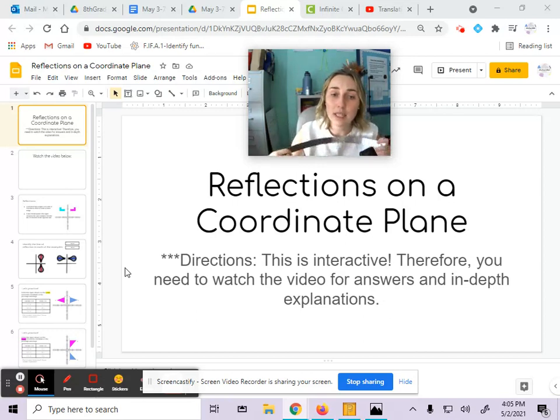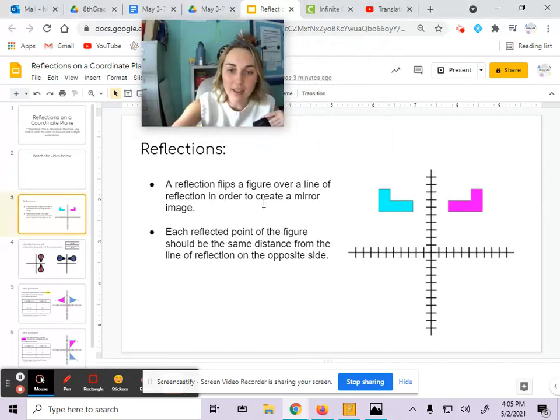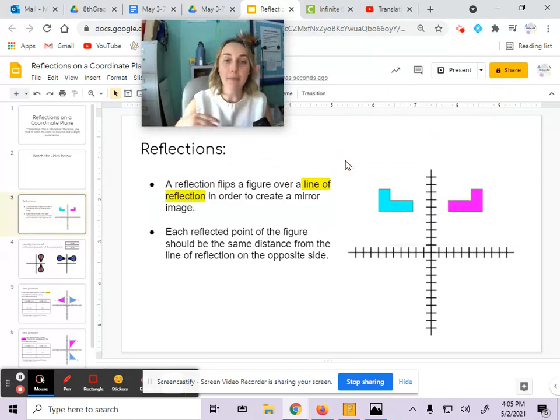Reflections are going to be a little bit similar, but you'll see the difference between reflections and translations as I talk about it on here. So let's go ahead and get started then. A reflection flips a figure over a line. It's called a line of reflection, and I'm going to go ahead and highlight that, in order to create a mirror image.